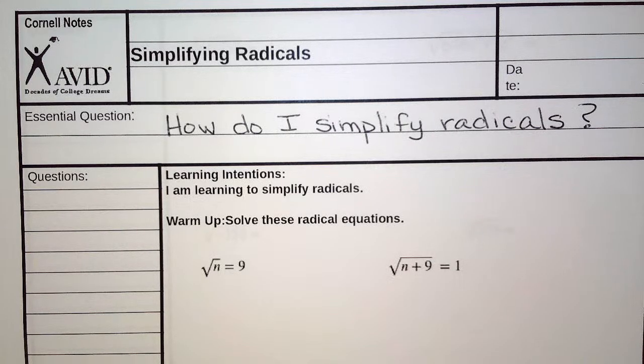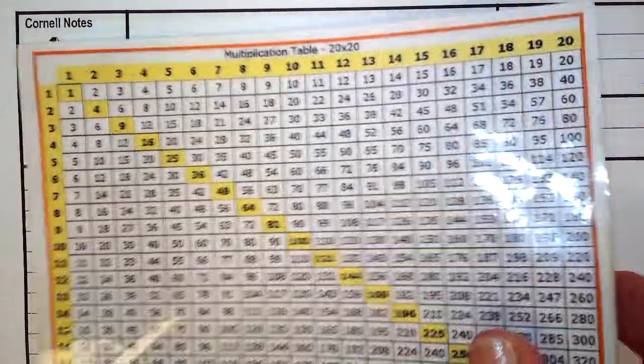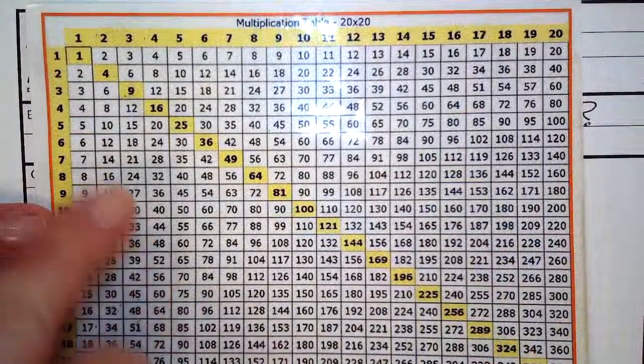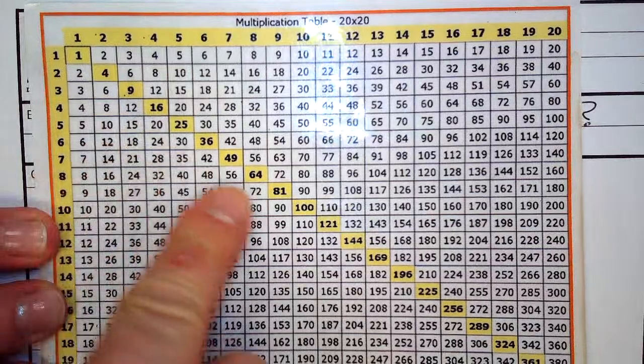Your learning intention: I'm learning to simplify radicals. So we've got a few radical equations to solve. But let's do this reminder. If you're looking at your multiplication tables, these are what we call your perfect squares.